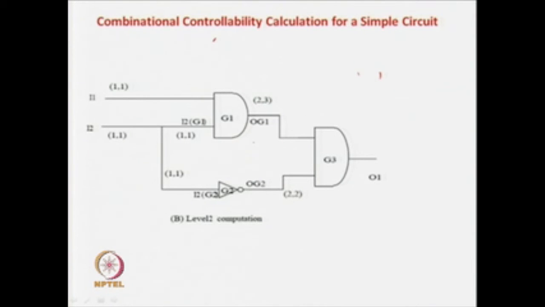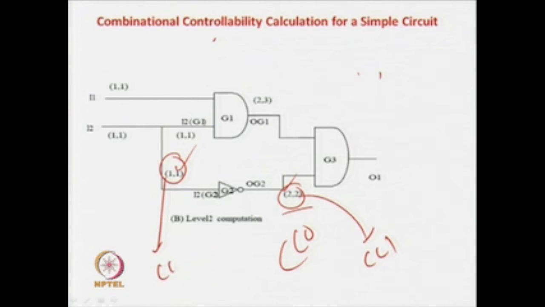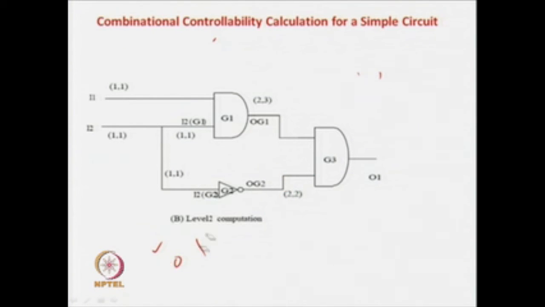Now, for the OR gate, we know that 1 1 is the combinational controllability of 0 and 1 over here. So, what is the combinational controllability of this one? Simply this one plus 1 for the level shift. So, the combinational controllability of 0 at this one is the combinational controllability of 1 here plus 1, this is 1 plus 1 is 2. Now, if you want to find out the combinational controllability of 1 here, it is the combinational controllability of 0 here plus 1, that is 1 plus 1 is 2. So, we get the value of 2 2. So, this solves for level 2.